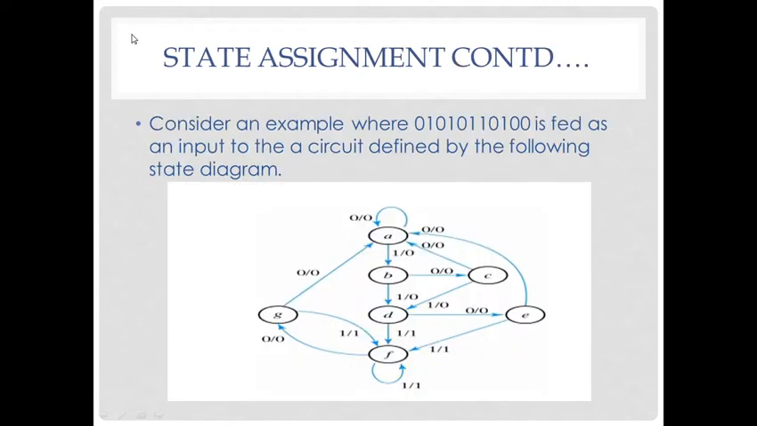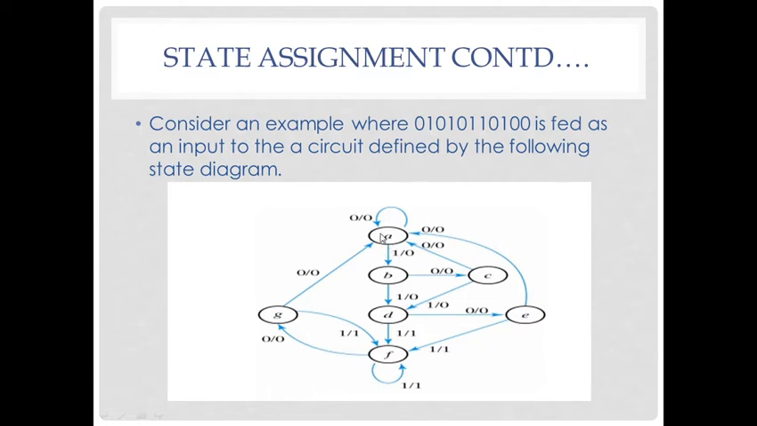Alright, so let us consider an example where the sequence 010101 10100 is fed as an input to the circuitry whose state diagram is given below. Like I said, understanding state reduction would result in understanding this much better. So, just briefly, here A, B, C, D, E, F, and G are different states.